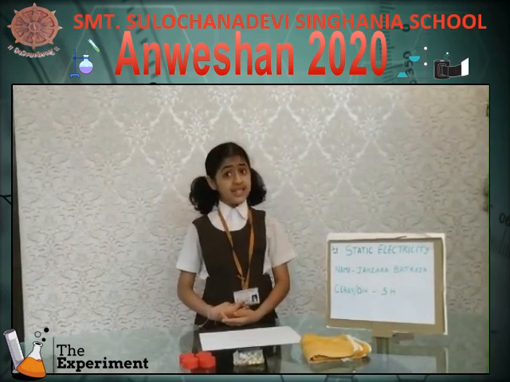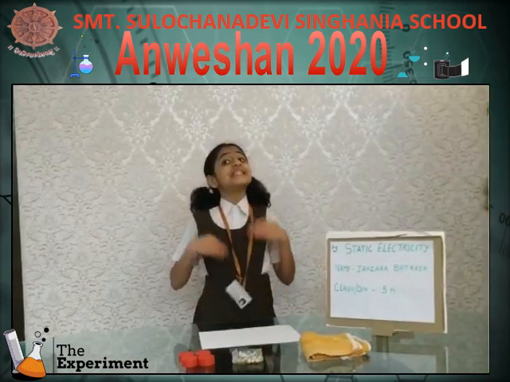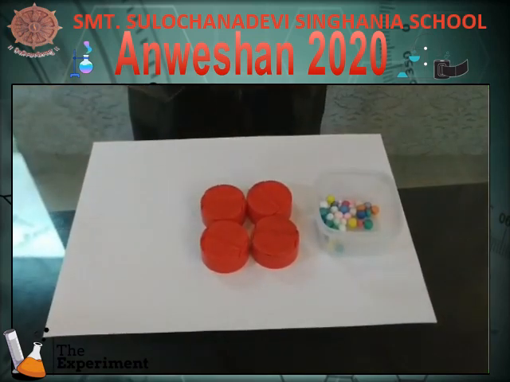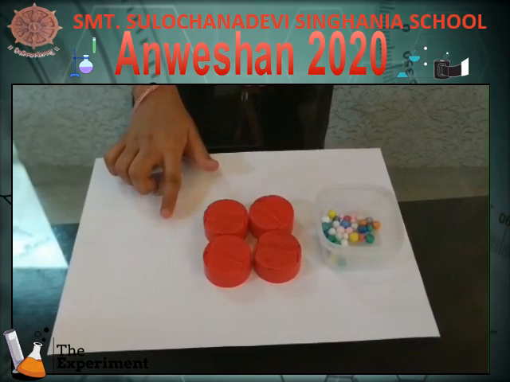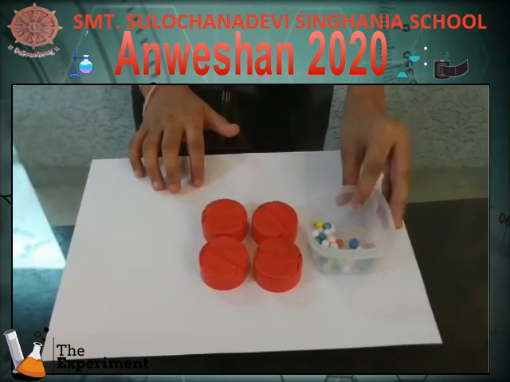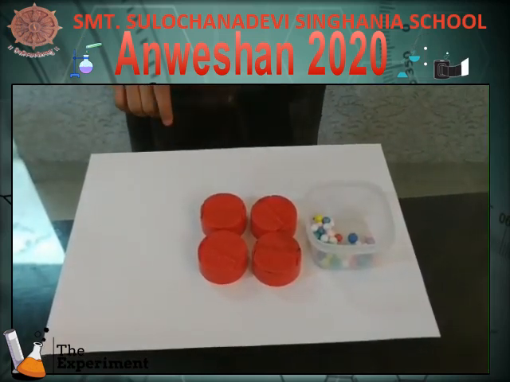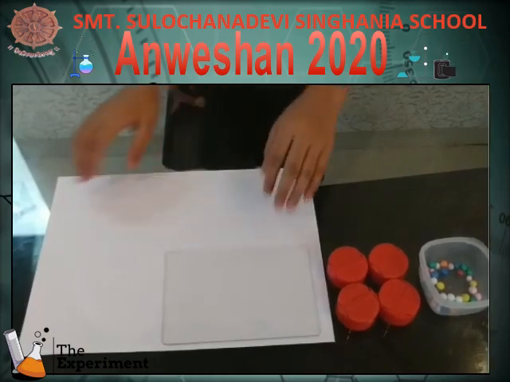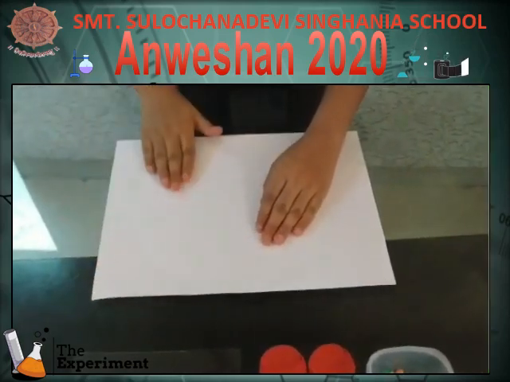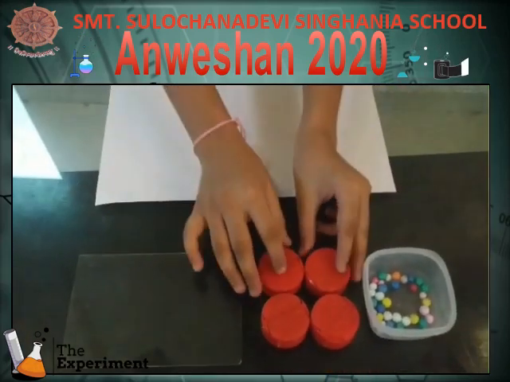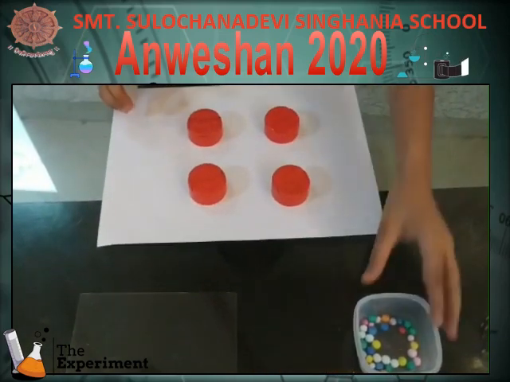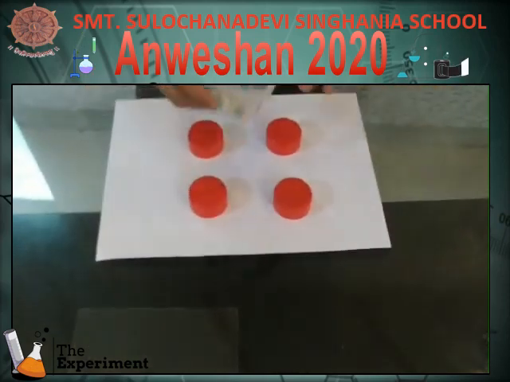Today I'm going to demonstrate an experiment on static electricity. So, we need a glass piece, a paper, four weights, and some foam balls. So, let's begin. Now, I'm going to take the white paper and spread it on the table. Now, I'm going to take the weights and place it on this paper. Now, I'm going to take the foam balls and spread it.